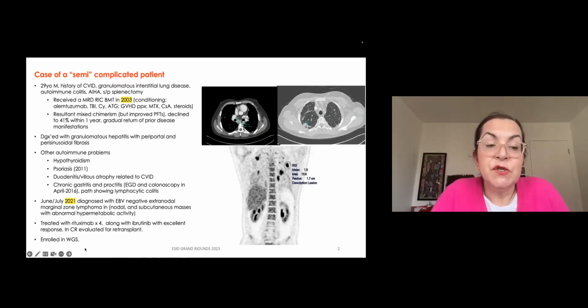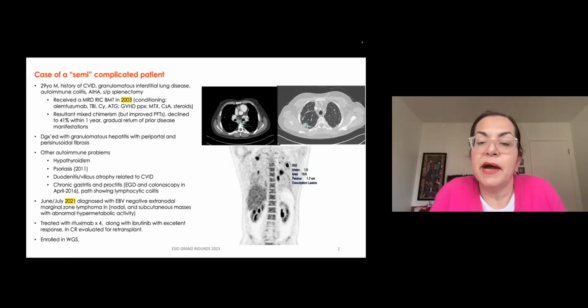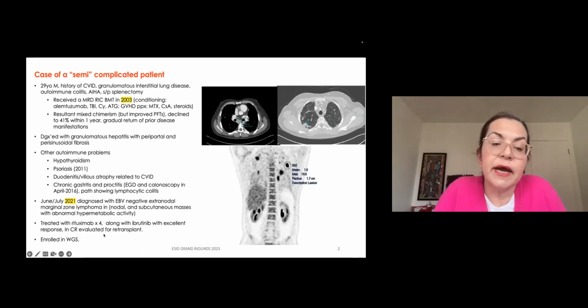extranodal sites. So in July 2021, he was diagnosed with EBV negative extranodal marginal zone lymphoma based on this biopsy following this PET CT. And he had not just multiple extranodal sites, but also subcutaneous tissue infiltration too. For his marginal zone lymphoma, he was treated with rituximab 4 times, along with ibrutinib, with excellent response. He was in complete remission and was evaluated for a retransplant. In the meantime, all this was going on.